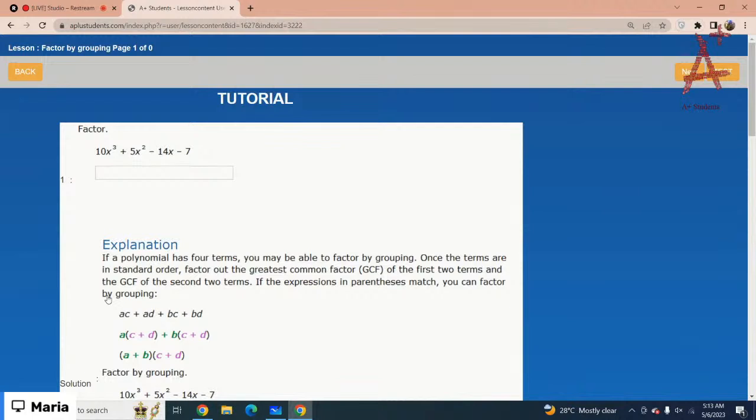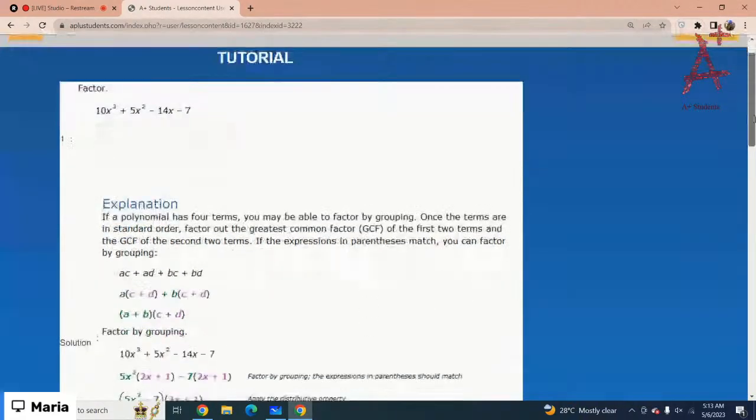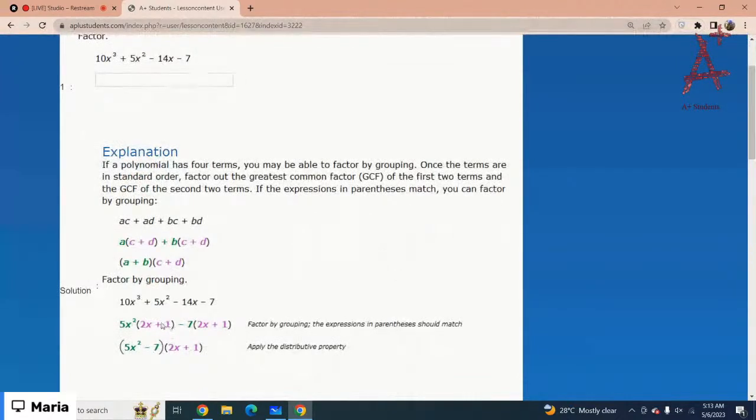Okay, so basically whenever you have the 4 terms, you have to make the groups. Got it? So just arrange them according to their exponent wise. Here you have 10x cubed plus 5x squared minus 14x minus 7.